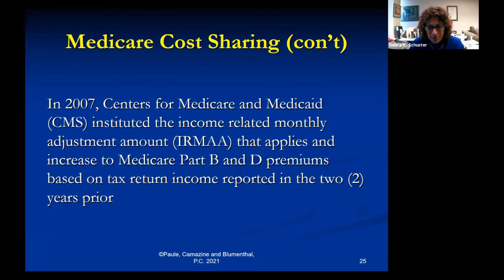Now, because of COVID, this is suspended. So they're looking at 2018. I don't know how long this is going to go on, but there's an indefinite suspension until COVID is deemed to be eradicated, hopefully. But under this income-related monthly adjustment amount, Medicare looks at your income from the tax return that you filed 2 years ago and applies it to your current premium for Part B and Part D.